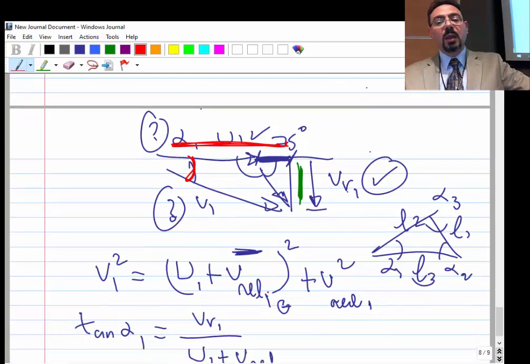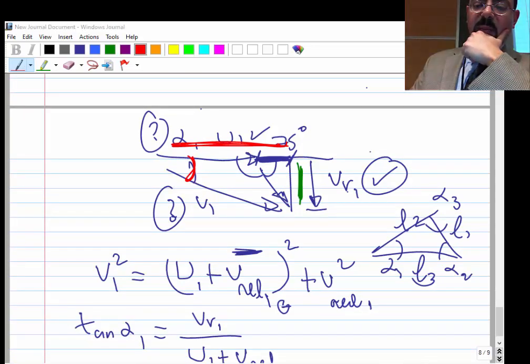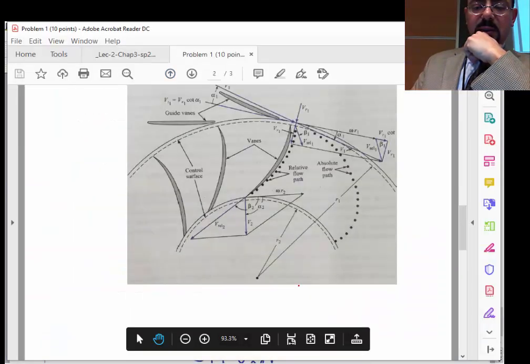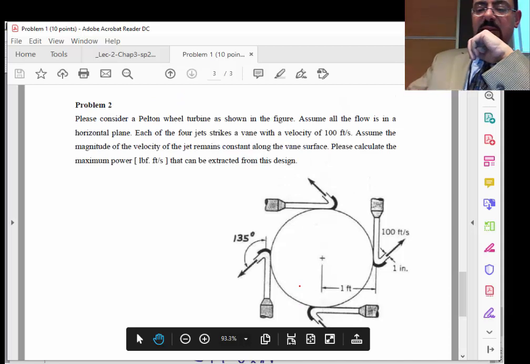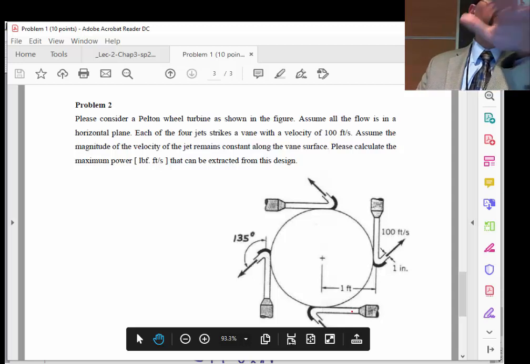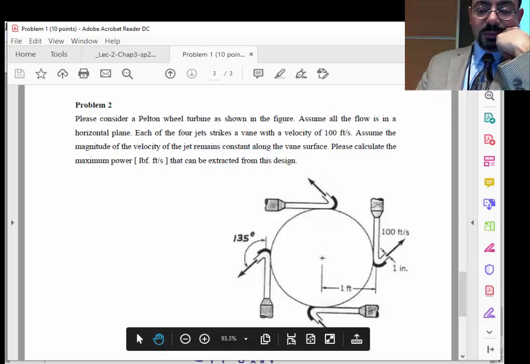Alright. So the second problem is about the Pelton wheel. Okay, and so let's go through the Pelton wheel first to figure out how does it work and why the efficiency can go to really 100%. How is that possible?